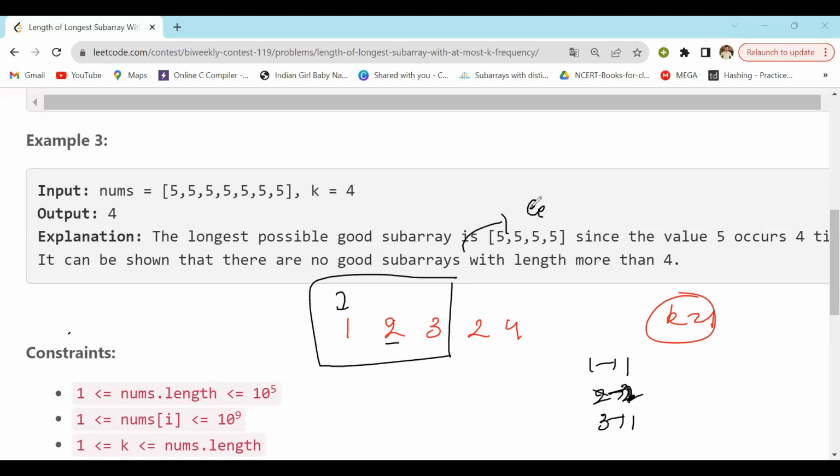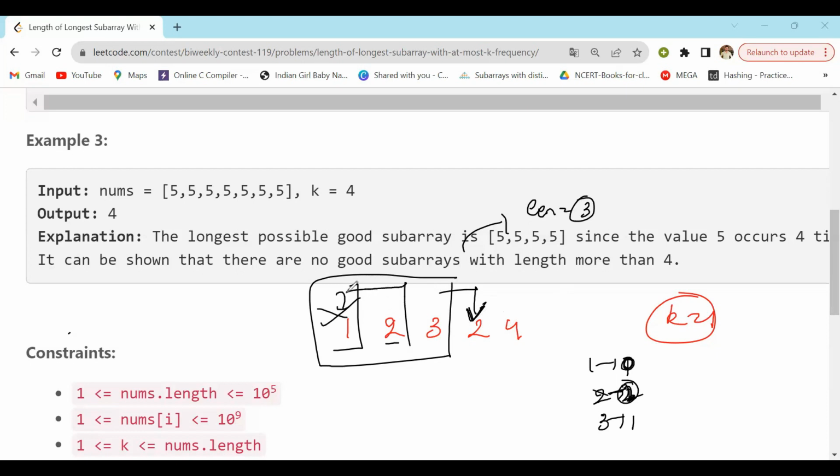And this 3. Now going ahead, 2. Now we have to remove a 2 or we have to make it adjustable. How should we make it adjustable? To remove element from the left until we make it adjustable. So we remove this one, 1, 0.